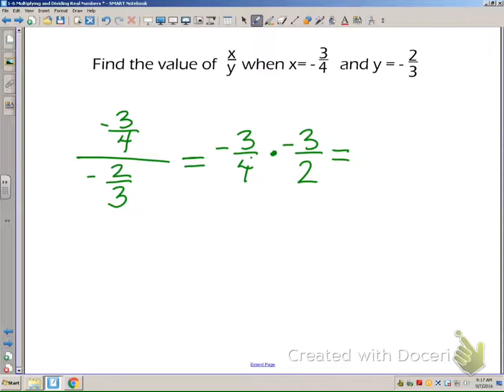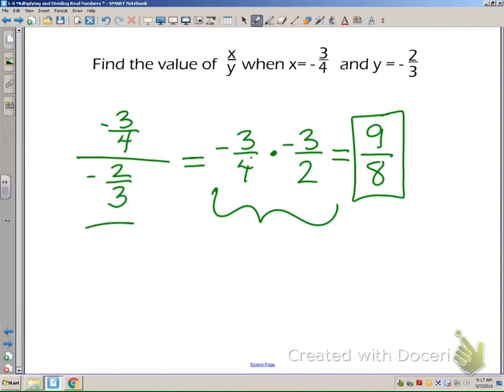Negative times a negative we know is a positive. 3 times 3 is 9. 4 times 2 is 8. So my answer is 9 over 8. Much, much easier to compute this than it is to compute this.